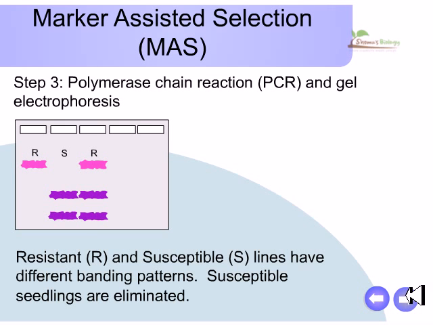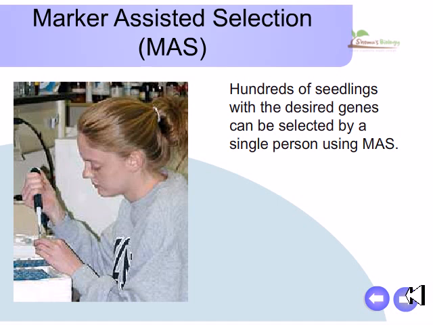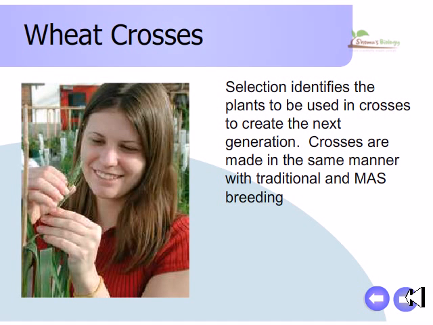Susceptible seedlings are eliminated. Hundreds of seedlings with the desired genes can be selected by a single person utilizing marker assisted selection. Selection identifies the plants to be used in crosses to create the next generation. Crosses are made in the same manner as with traditional breeding.